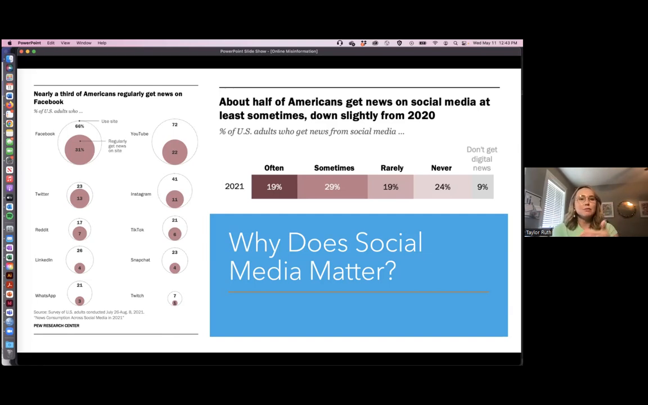So it's just information being shared from one individual to the next, which can cause some problems, as I'm sure you can guess. And we can see that nearly a third of Americans regularly get their news on Facebook, which is probably not the most reliable source, just knowing how that information can be shared.